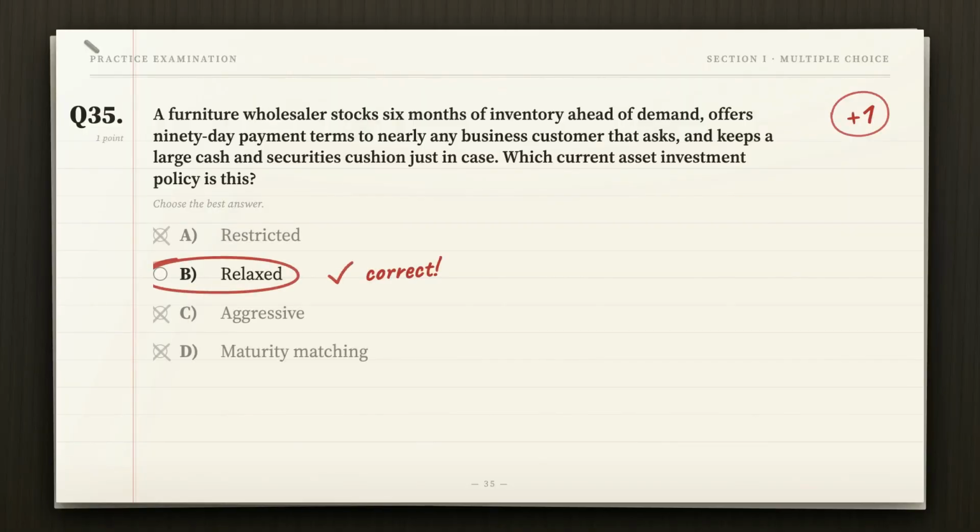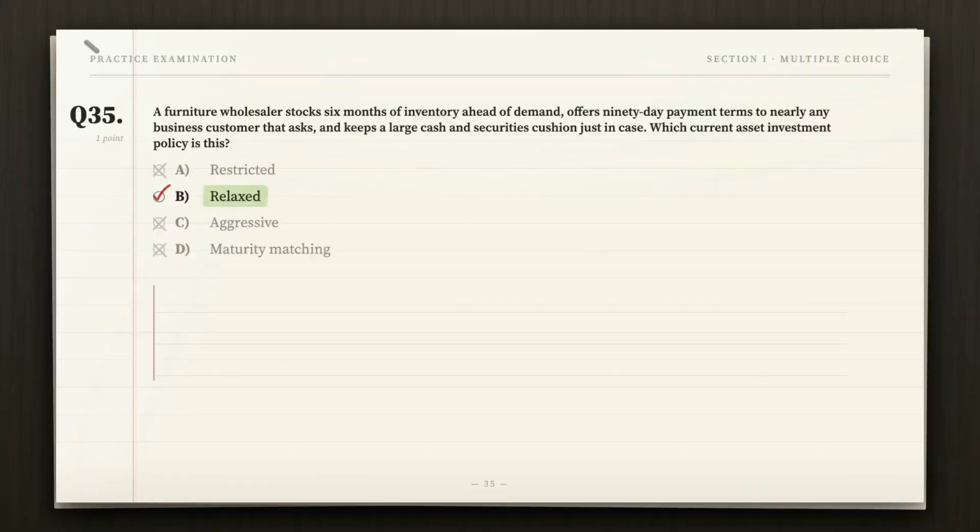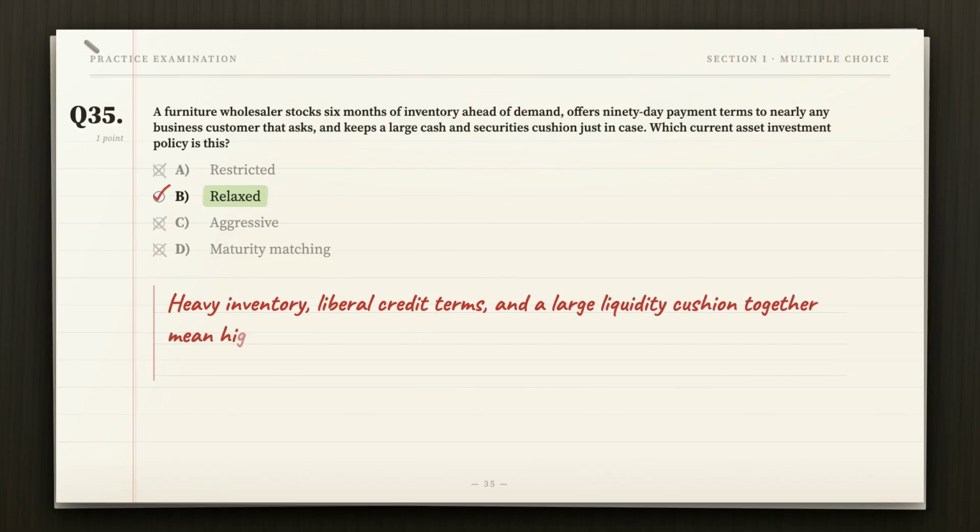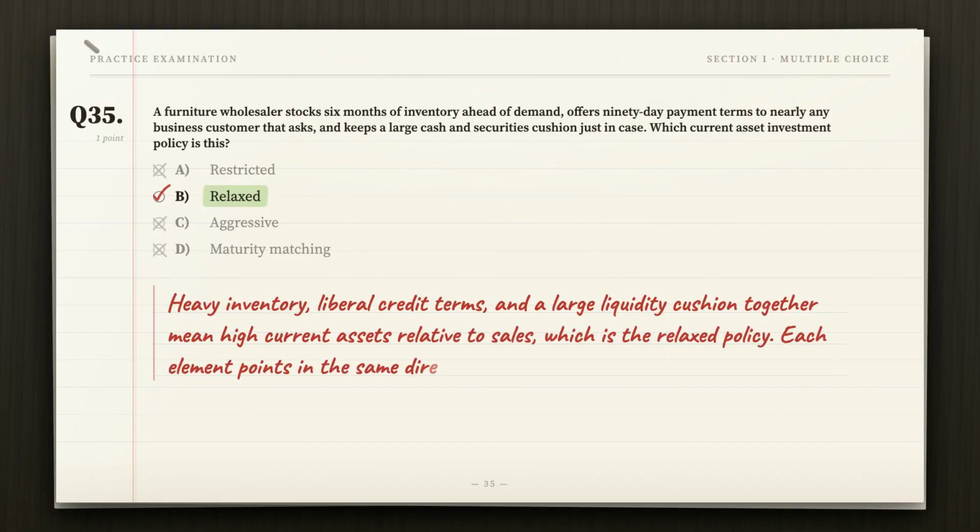The correct answer is B. Relaxed. B is correct because heavy inventory, liberal credit terms, and a large liquidity cushion together mean high current assets relative to sales, which is the relaxed policy. Each element points in the same direction.